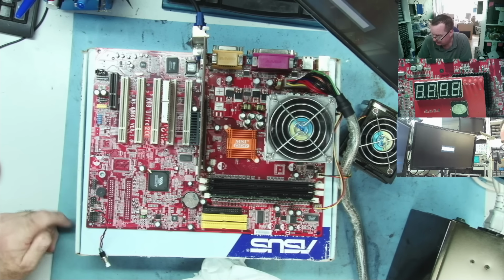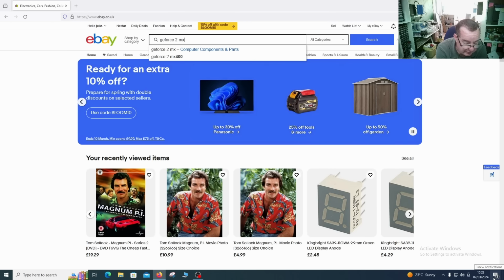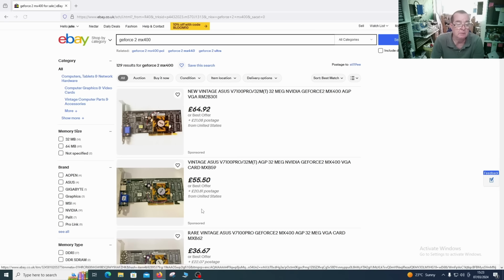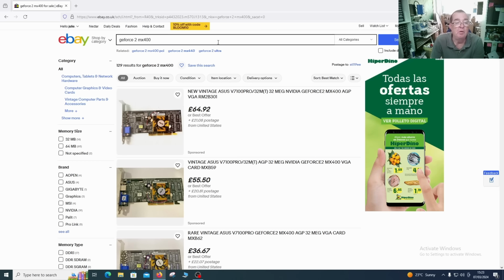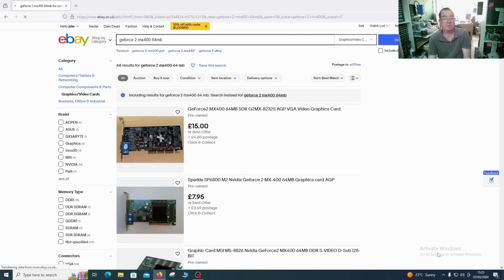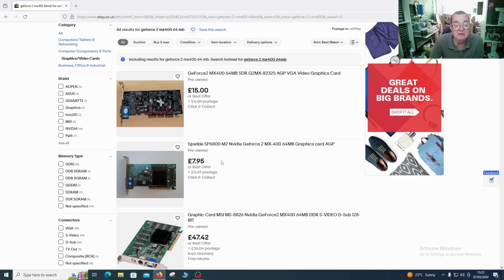Let's have a look to see if this has any value. GeForce 2 MX400, very common. Mine's a 64 meg, by the way, just mention that in case it makes a difference. And it seems these are extremely cheap on offer, okay? So not really worth anything.